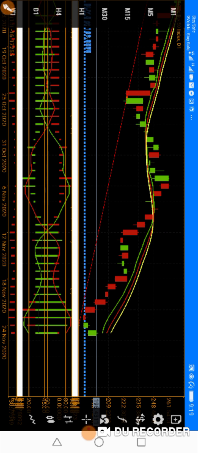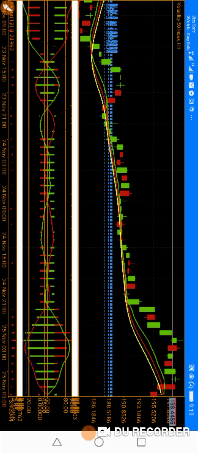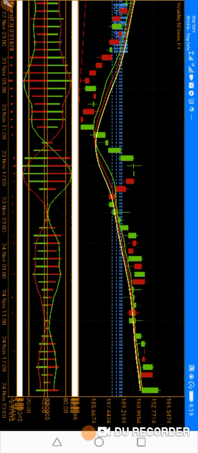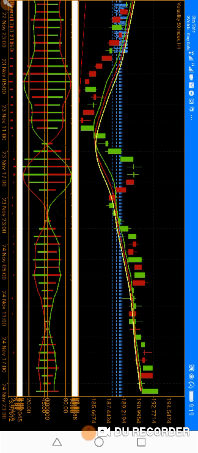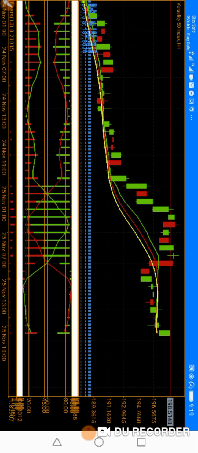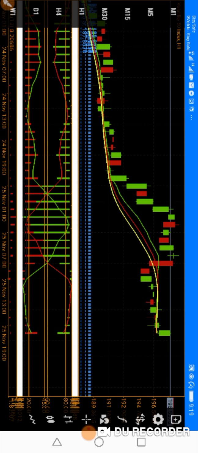This is H4. Okay, this is H1. See where we started buying. So this was the retracement. As you can see the retracement there, and look at the buy. You can see how it moves. So it shows you the trend of the market, the future trend. That's the work of EOG.